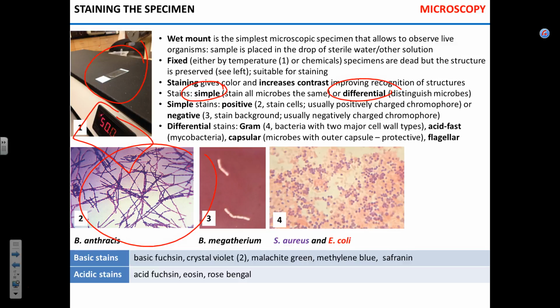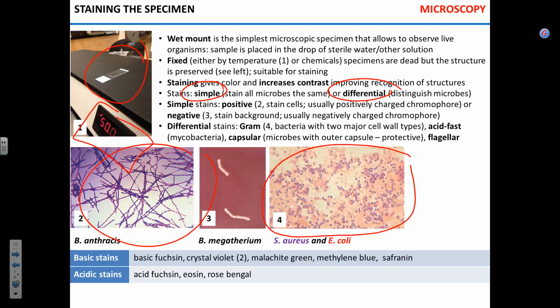There are other differential stains, which we will talk about. Again, those stains allow you to tell different bacteria apart, right? So this is an example of a differential stain, the Gram stain, okay?